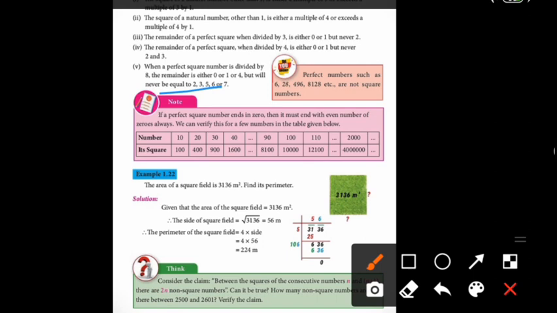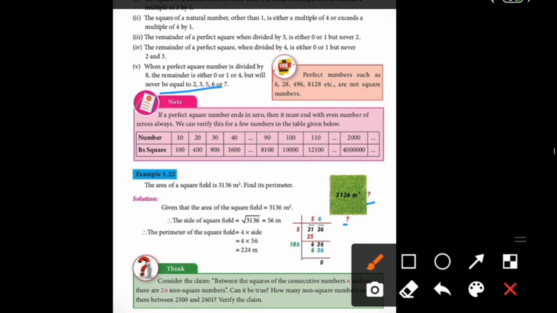I think so you're all understood. Shall we move to example 1.22? The area of a square field is 3136 meter square. Find its perimeter. Here the side is not given. You have to find the side first and then move to the perimeter.